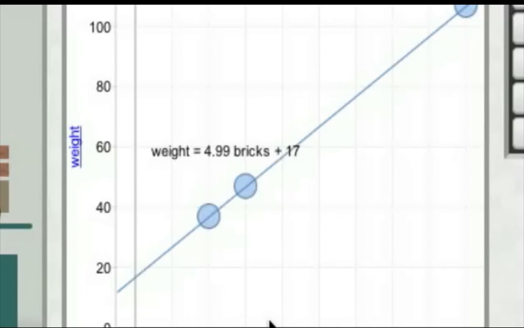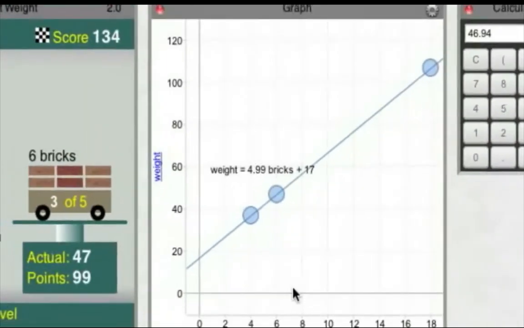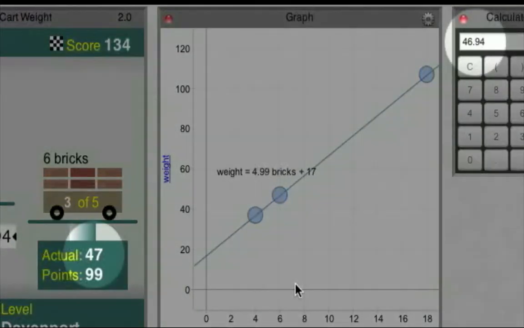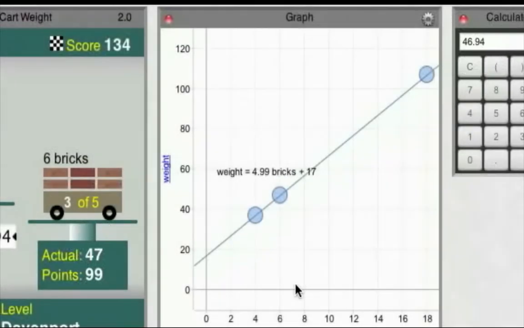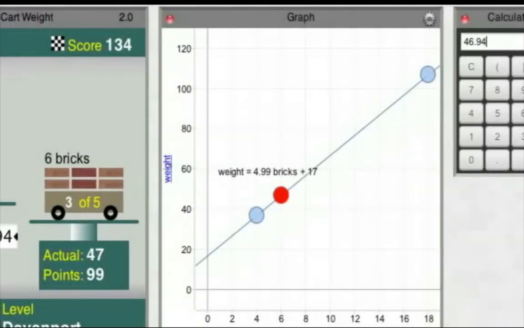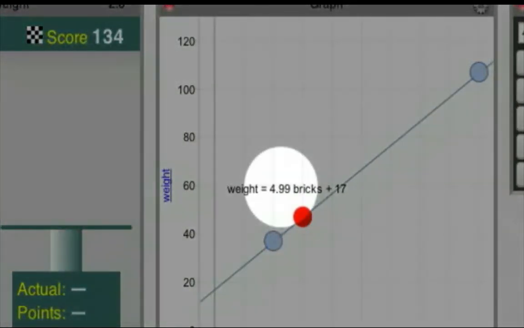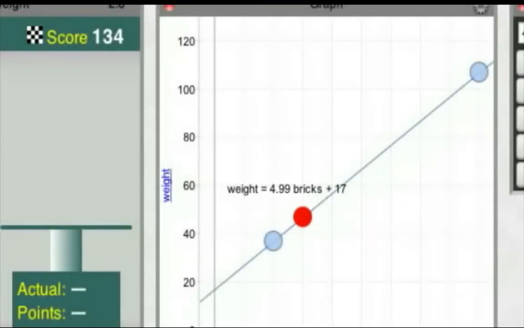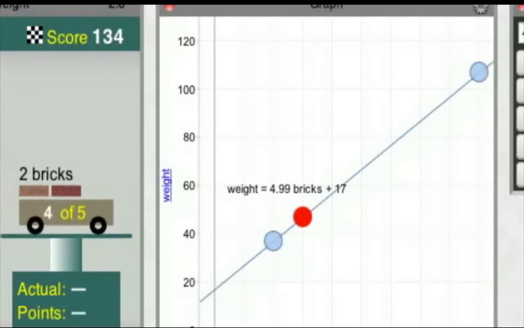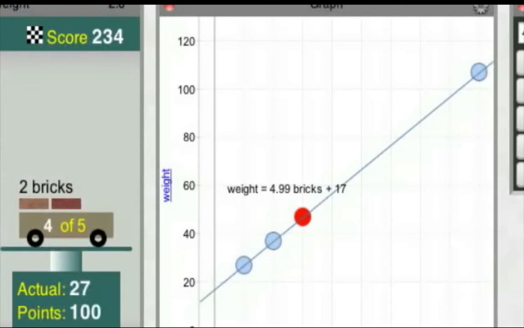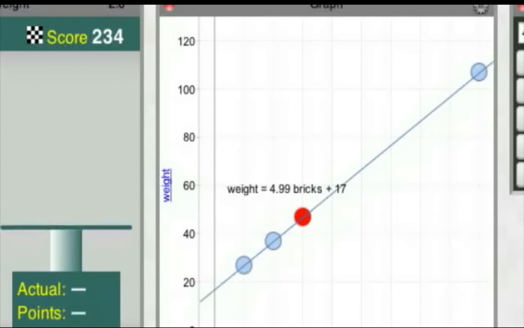Another issue is with rounding. We're experienced enough to recognize that 4.99 probably means exactly 5, but students will often calculate out to many decimal places. It's an interesting question. When is the right time to round? You might ask students that and see what they say. The real payoff comes when you ask, what does the slope mean? How about the intercept? Here, if this is exactly 5, and it really is, we might recognize that 5 is the weight of each brick and 17 is the weight of the cart. That's a very hard thing for students to understand. It will take multiple applications in different contexts for them to get it, but this game can be one of them.